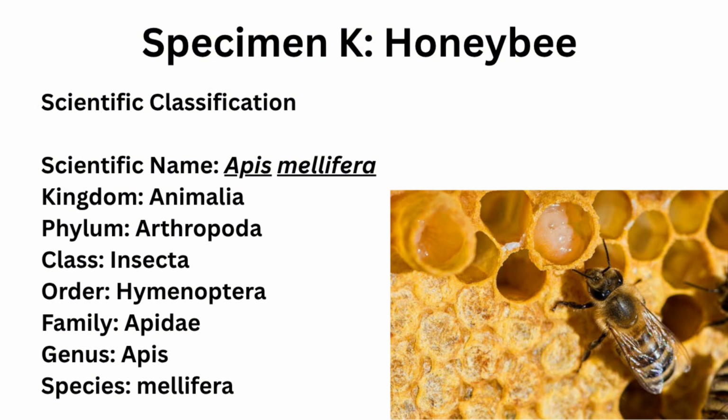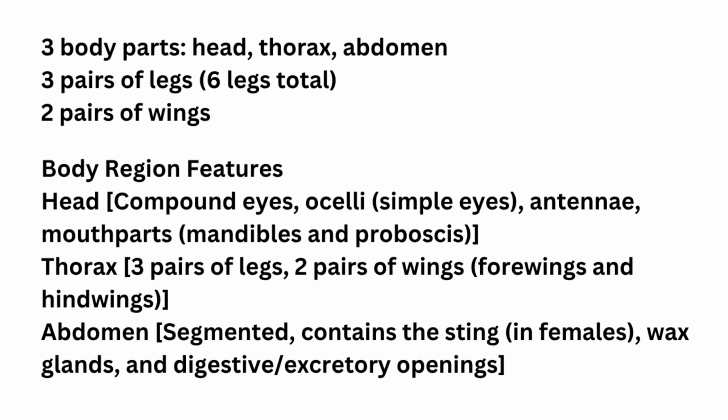Scientific classification: the scientific name is Apis mellifera, under kingdom Animalia. It's an arthropod, it's an insect, so it is associated. So we have a lot of insects in this year's specimen. All right, looking at the morphology, it has three body parts, which are the head, thorax, and abdomen.